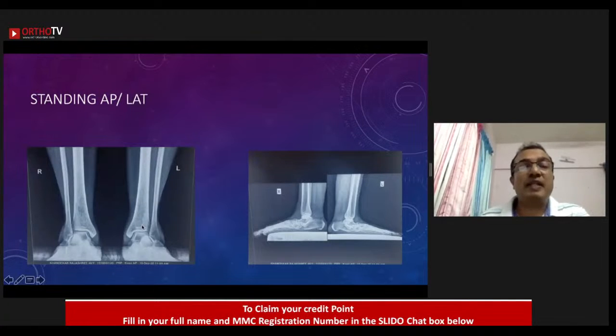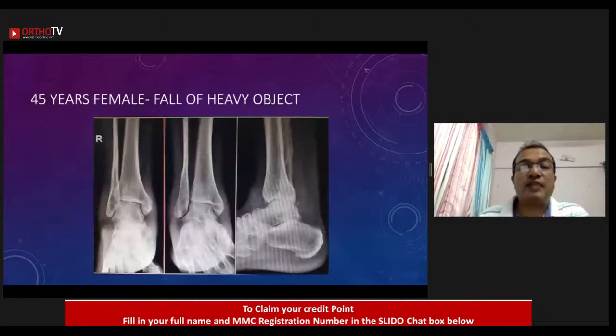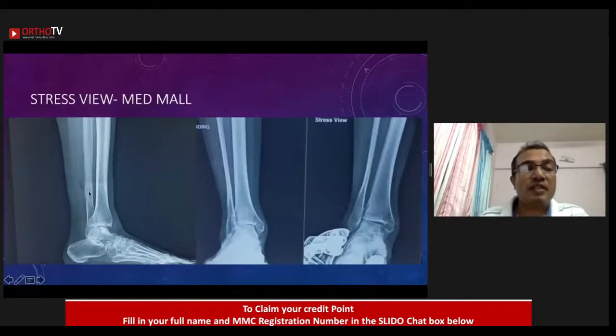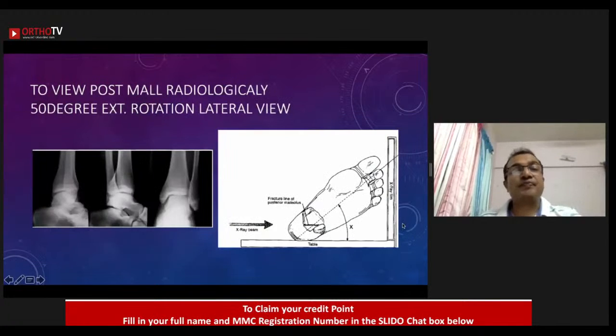These weight-bearing X-rays are very important for assessment of the angles as well. Sometimes non-weight-bearing X-rays initially appear quite normal. This X-ray was passed as normal, but see, there is a huge fibula fracture along with a medial malleolus fracture, and you can even confirm it by some of the stress views.